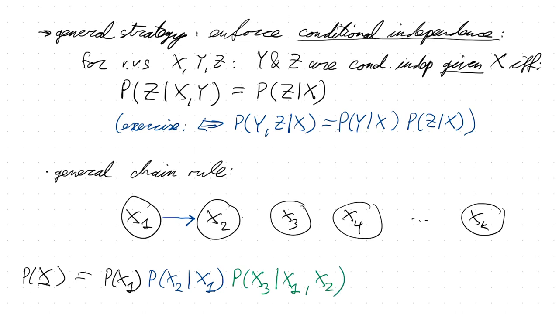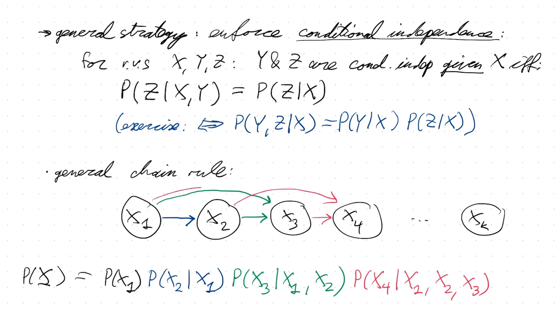So pictorially, you can depict this as introducing these two arrows. And then in the next step, we introduced yet another dependence. So we said then times probability of x4 given x1, x2, x3. So that introduces this arrow, and this arrow. Right, and then this goes on.